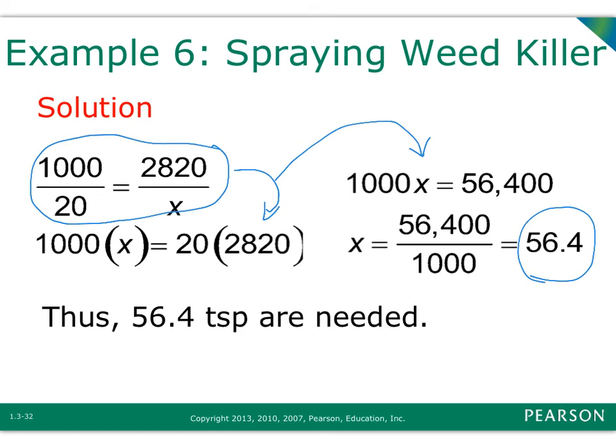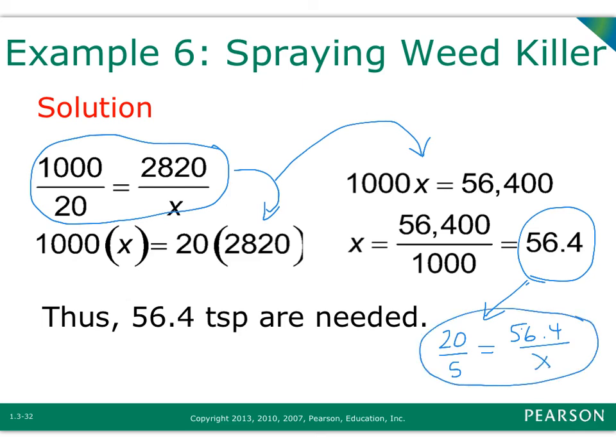Now, this is not going to be satisfactory. We then have to go back and find out how many gallons of water we need, because the ultimate setup, obviously, is 20 to 5 is equal to 56.4 to X. And when we solve that problem, we'll find out how many gallons we'll need of the teaspoons mixture to actually do the final job.